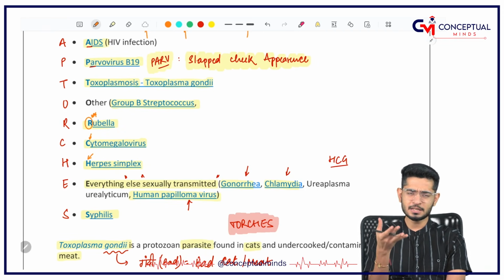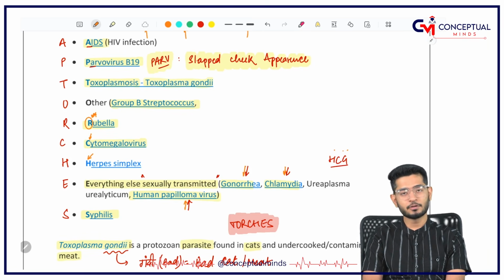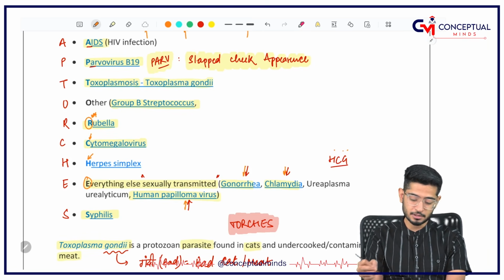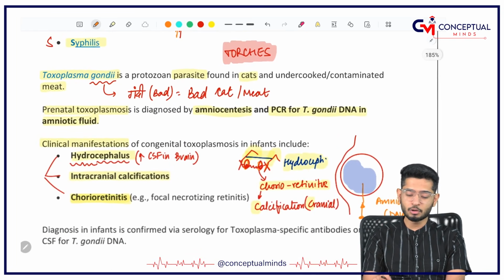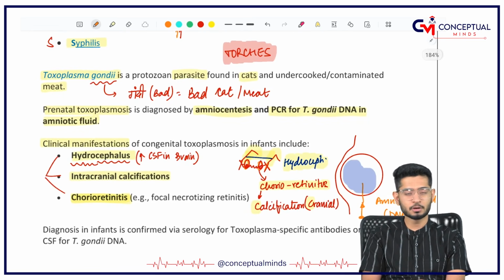E for everything, the sexually transmitted infections, everything else, just like gonorrhea, just like chlamydia, just like human papillomavirus. And then S is syphilis. So coming to the TORCHES, which are actually the most important ones.